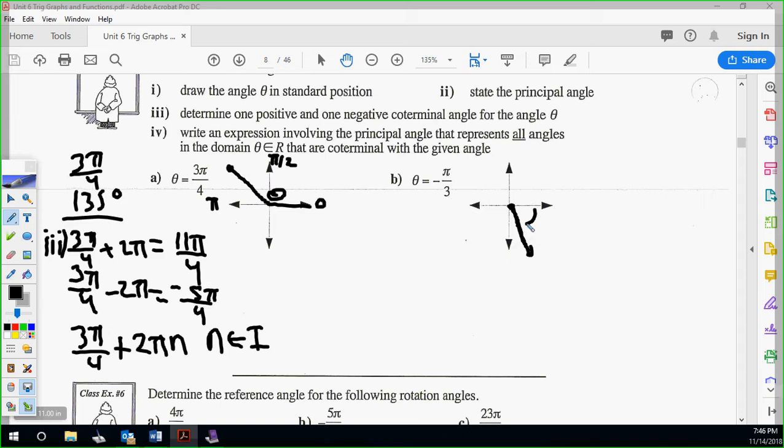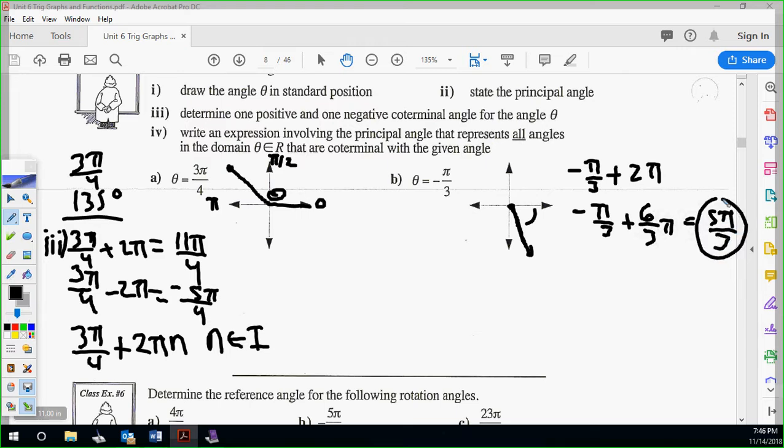Okay. Part 2, so state the principal angle. So to state the principal angle, just like we did yesterday, we added 360. We're going to add, since it's negative pi over 3, we're going to add 2 pi to that. So 2 pi in terms of thirds would be 6 over 3. So if I add that, I'm going to get 5 pi over 3. So 5 pi over 3 is the principal angle in radians.